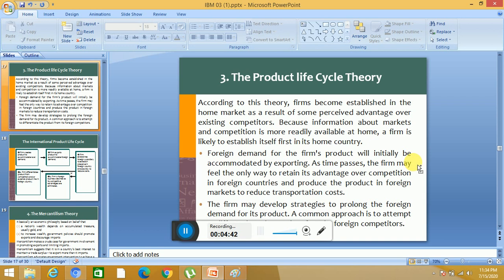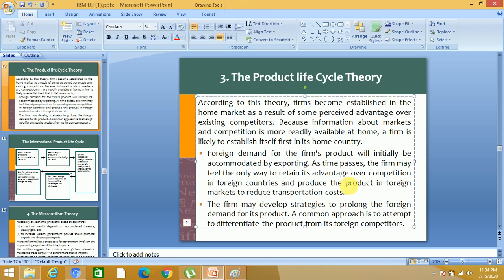Now look at this. Foreign demand for the firm's product will initially be accommodated by exporting. That is the second step. As time passes, the firm may feel the only way to retain its advantage over competition in foreign countries is to produce the product in foreign markets. Now they will start producing. Previously they were producing at home and exporting. Now they will produce the product in the foreign market. And why are they doing this? To reduce the transportation cost.